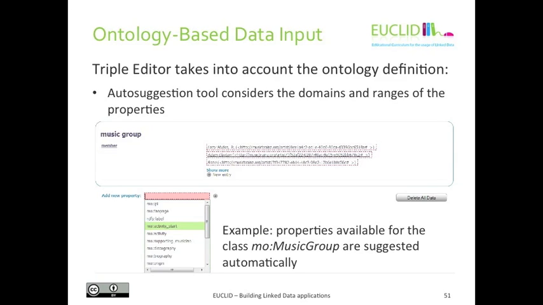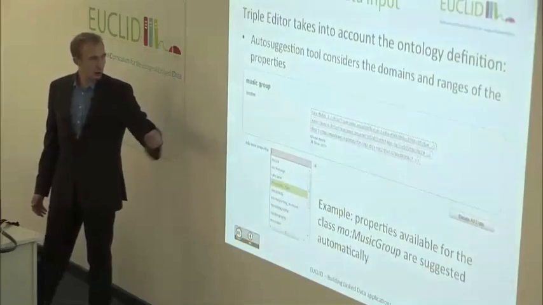This is guided by the ontology. So if you do have an appropriate vocabulary, you will get suggestions which new properties you could add, because the ontology says there may be relations here. It may be appropriate to add such triples.